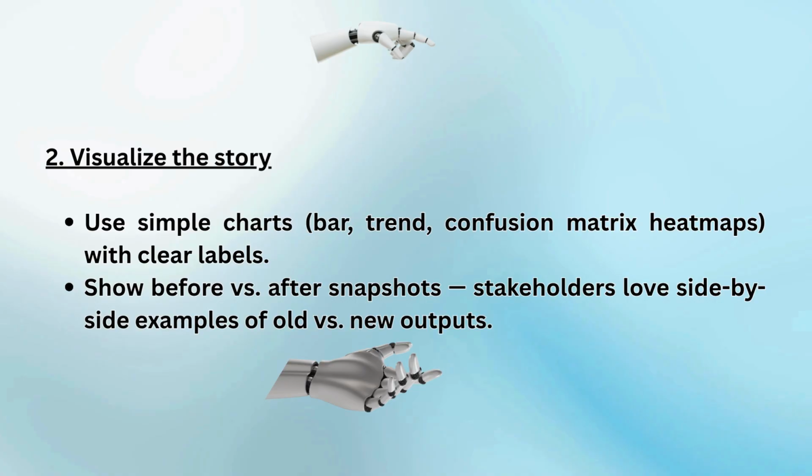Use simple charts: bar, trend, confusion matrix heat maps with clear labels. Show before versus after snapshots. Stakeholders love side-by-side examples of old versus new outputs.